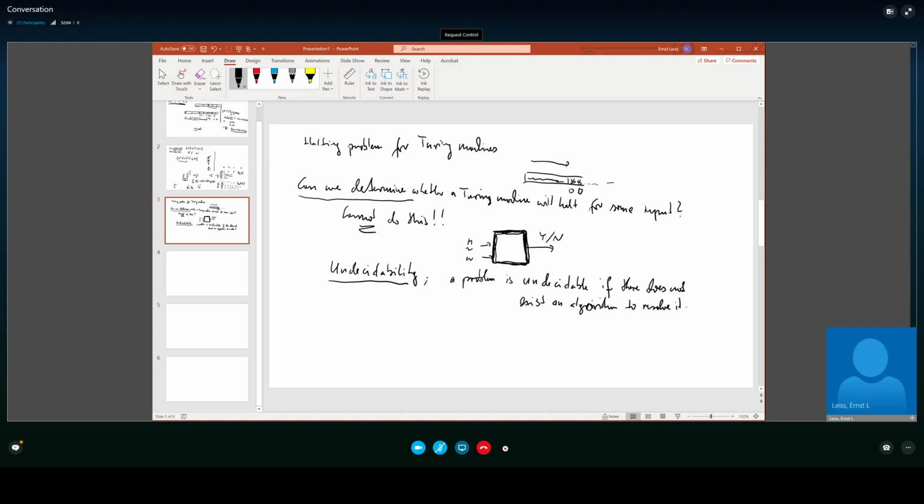And the standard example that one considers in this context, standard example of an undecidable problem, is the halting problem for Turing machines. Given a Turing machine and an input, does that Turing machine halt on that input? Yes or no? Can't be done. Does not exist.